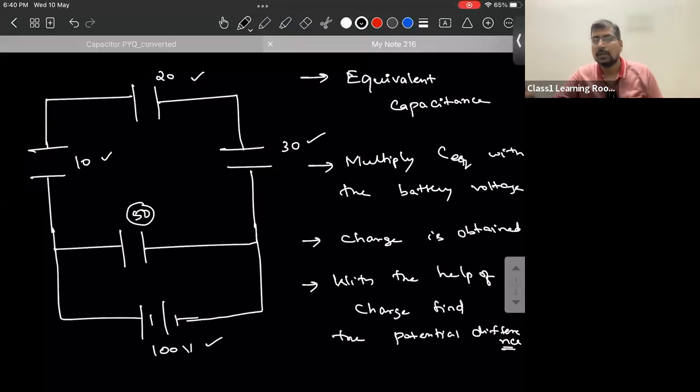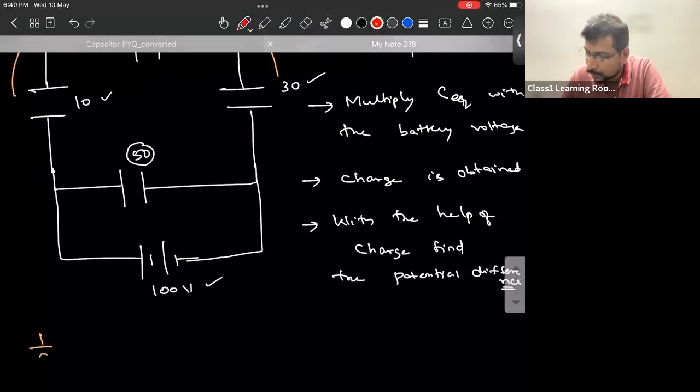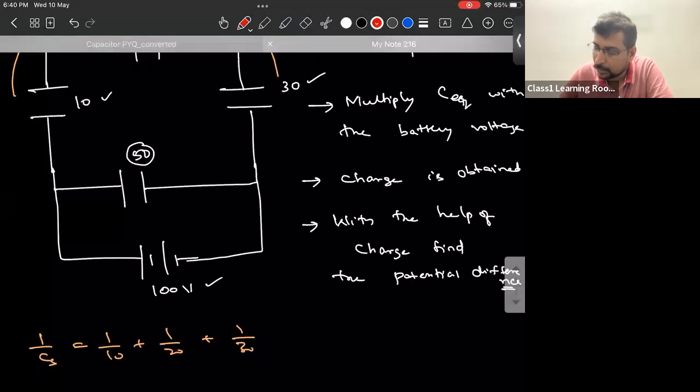Okay. Now see, the meaning of what I wrote here is, this part I want you guys to do and tell me. What is the equivalent capacitance of these 3? Do it fast and tell me. 1 by CS is equal to 1 by 10 plus 1 by 20 plus 1 by 30. Take LCM, solve this and tell me.